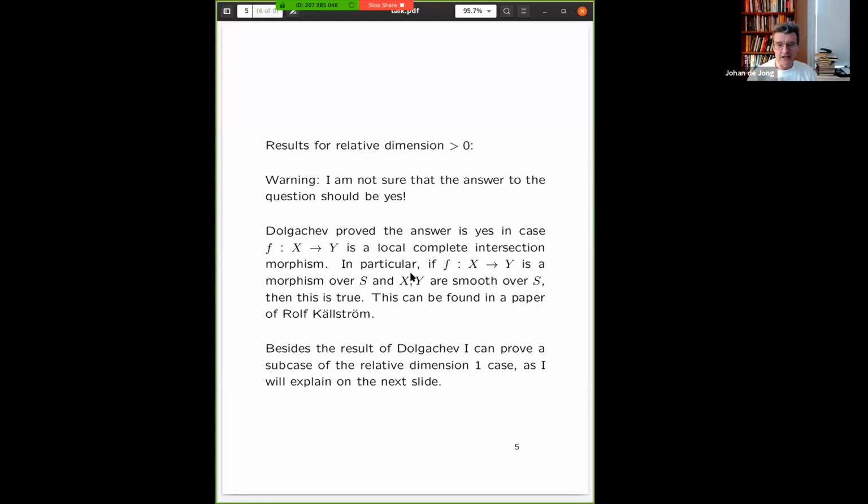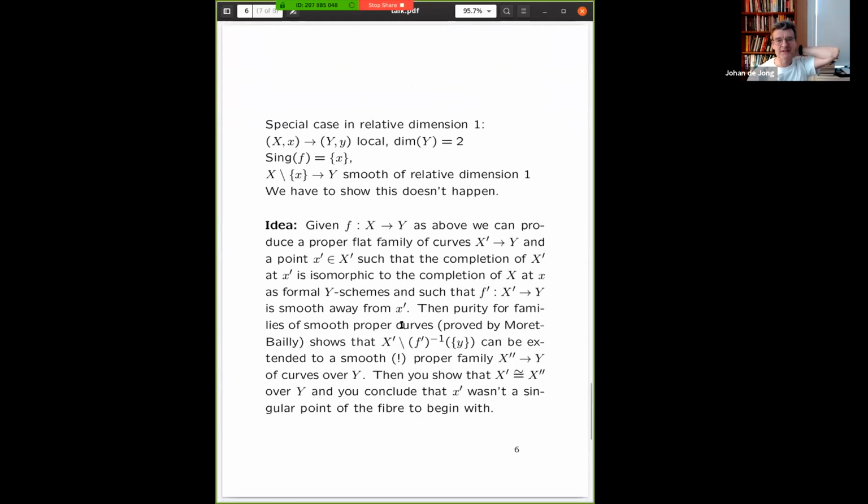Great. Then, besides this Dolgachev result, I know how to prove one case, and let me try to explain this. So suppose we're in the relative dimension one case. We have a local morphism. The bottom is regular of dimension two. And now suppose it's just singular at the closed point. So what we have is a family of curves which is singular in one point of one fiber where the base has dimension two. And we want to show it doesn't happen.